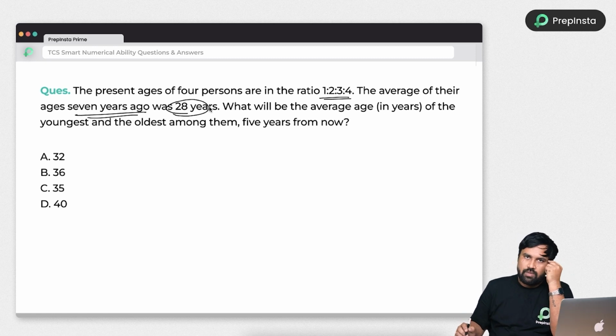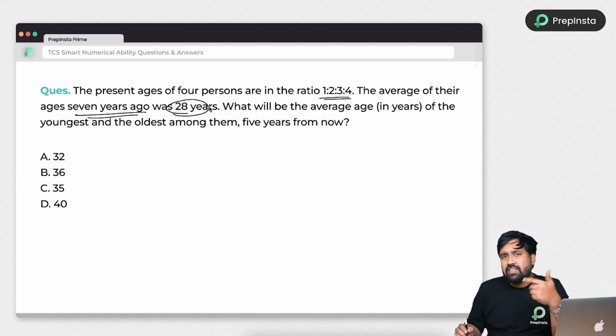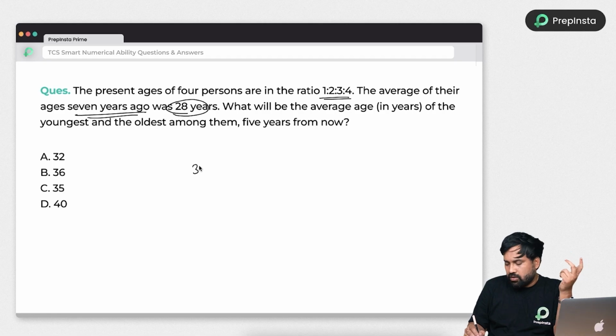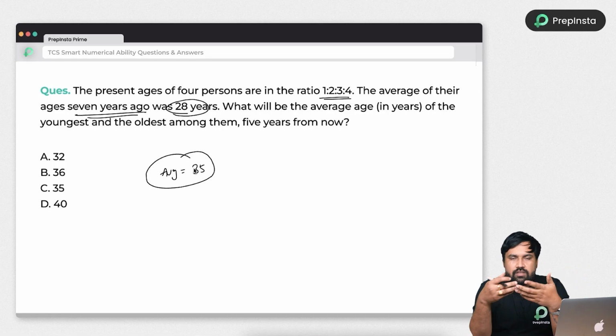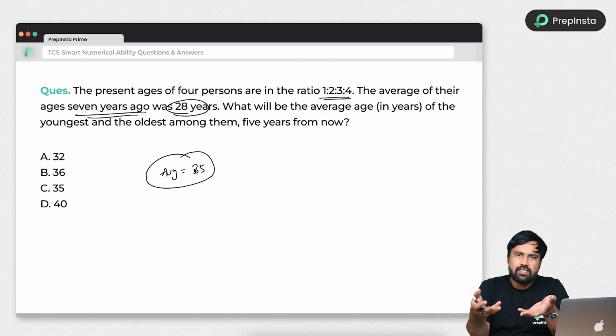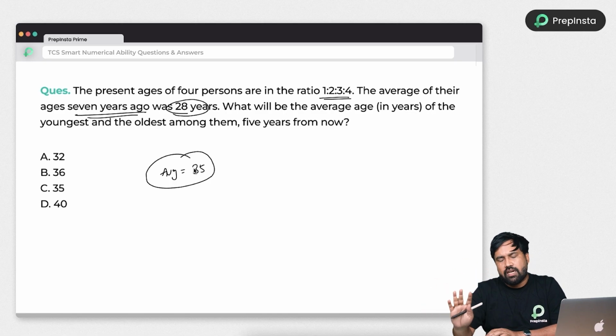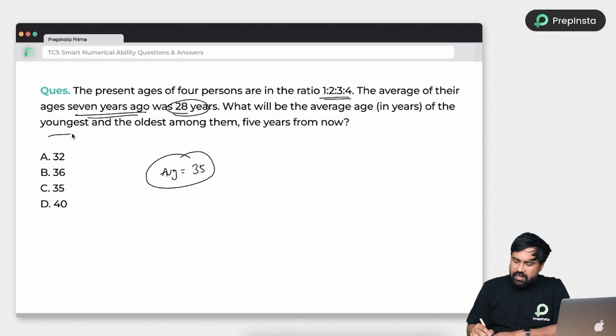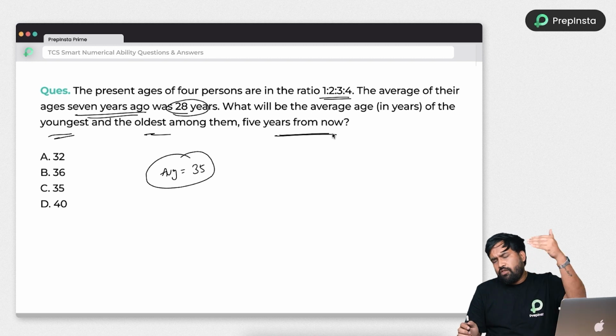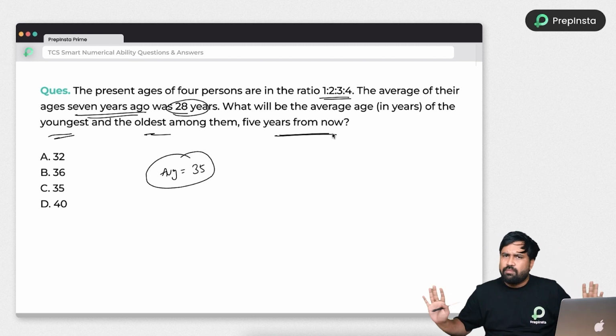Immediately you have to think: 7 years back is 28, so the present will be plus 7 years added. So 28 plus 7, 35. This is how you need to think in the exam. If you are listening to the average concept for the first time, you may not understand this direct shortcut. But if you already know the theory of averages, you can easily understand this. So 7 years back 28 means the present will be plus 7, that is 35. That's it. And what will be the average of the youngest and oldest after 5 years? First we find the present and add 5. That's it. Answer completed. Right?